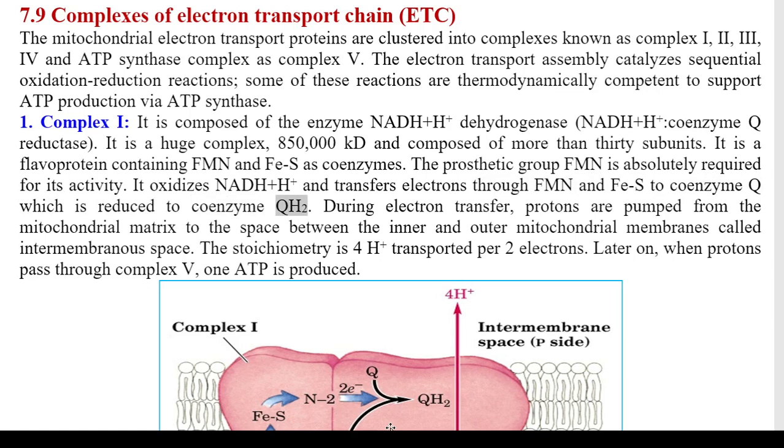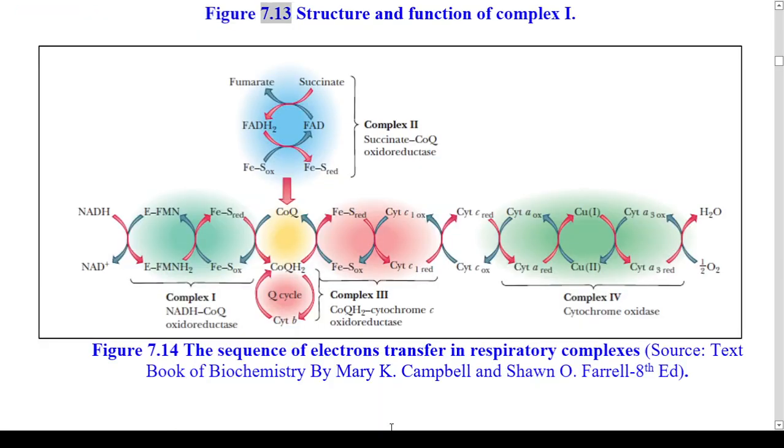coenzyme QH2. During electron transfer, protons are pumped from the mitochondrial matrix to the space between the inner and outer mitochondrial membranes called intermembranous space. The stoichiometry is 4H+ transported per 2 electrons. Later on, when protons pass through complex V, ATP is produced. Figure 7.13 Structure and function of complex I. Figure 7.14 The sequence of electron transfer in respiratory complexes.